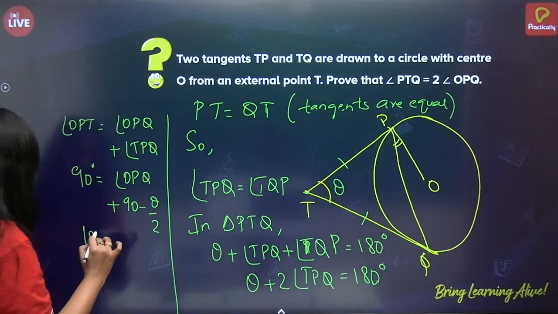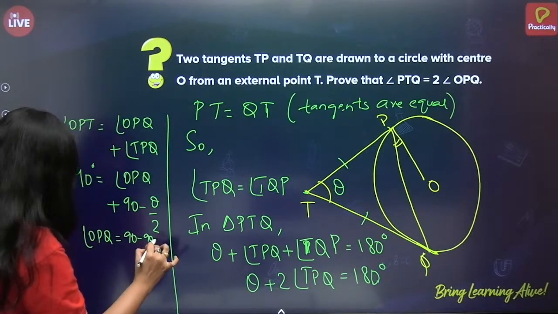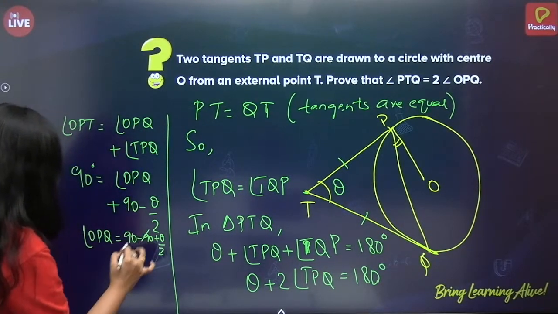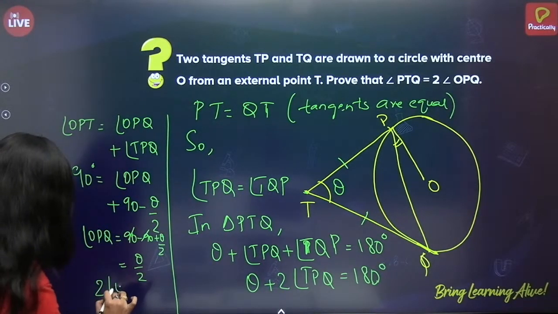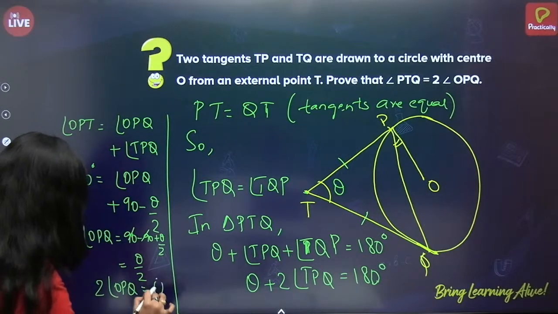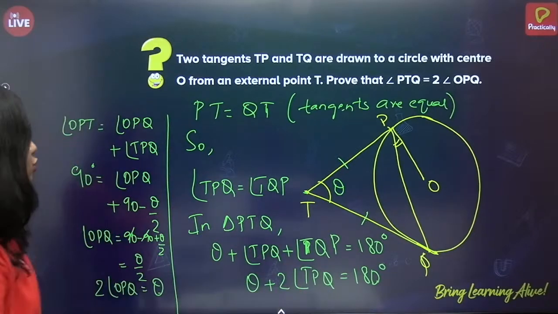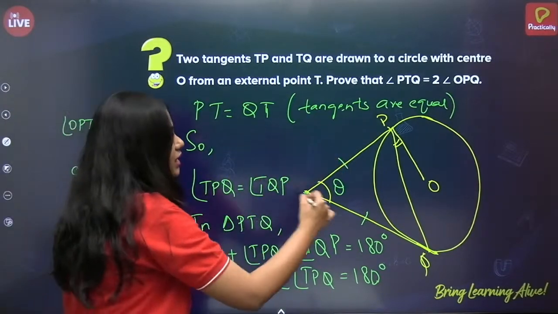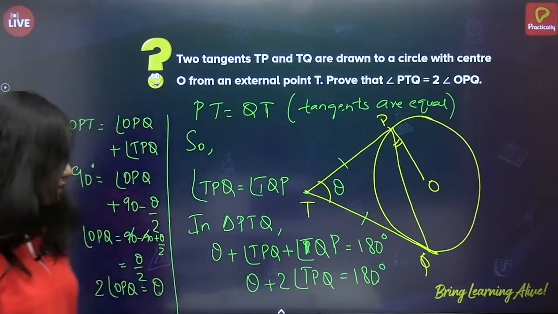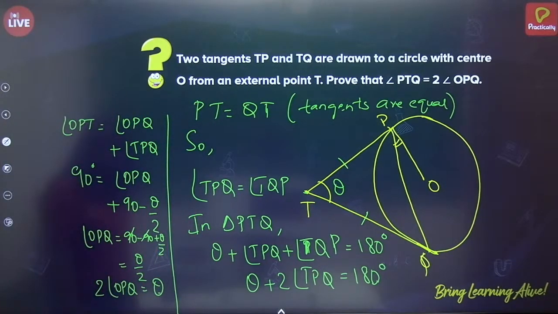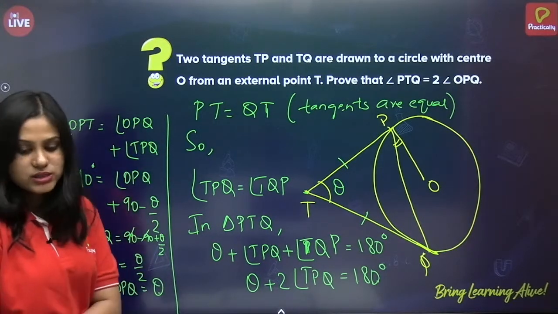Now, angle OPQ is equal to 90 minus 90 plus theta by 2. 90 minus 90, so theta by 2. So, 2 of angle OPQ is equal to theta. And what is theta? It is nothing but PTQ. So, we have proved that angle PTQ is equal to 2 times angle OPQ. 90 minus angle QPT. QPT or TPQ, you can take anything. It's fine.